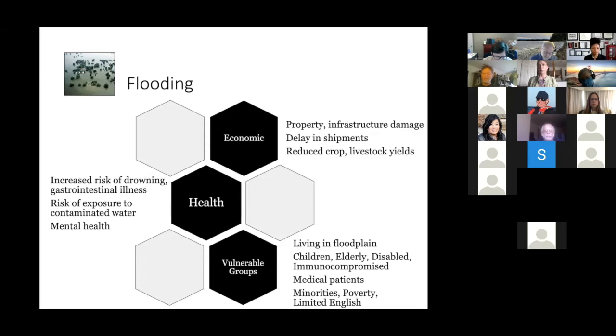Again, we have a risk of exposure to contaminated water. In this case, it's usually because of, say, fertilizer, pesticides, or other types of contaminants getting into that flood water. And then finally, in terms of vulnerable populations, it's pretty much the same group of people plus people living in floodplains, who tend to be, I'd say not all of them, but there's definitely, particularly in the area that we looked at, the highest proportion of the people living in floodplains were minorities and people experiencing poverty.